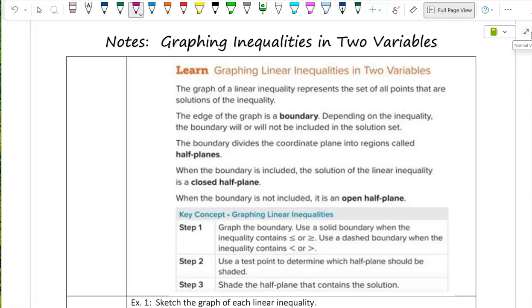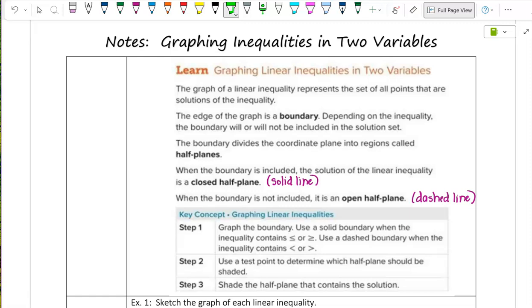When the boundary is included, the solution of the linear inequality is a closed half plane, and this is where we're going to use a solid line. When the boundary is not included, it is an open half plane, and we are going to use a dashed line. Now, the solid line and dashed line relate to the open circle, closed circle idea when we were just graphing on a number line. The solid line would be the same thing as a closed circle. The dashed line would be the same thing as an open circle.